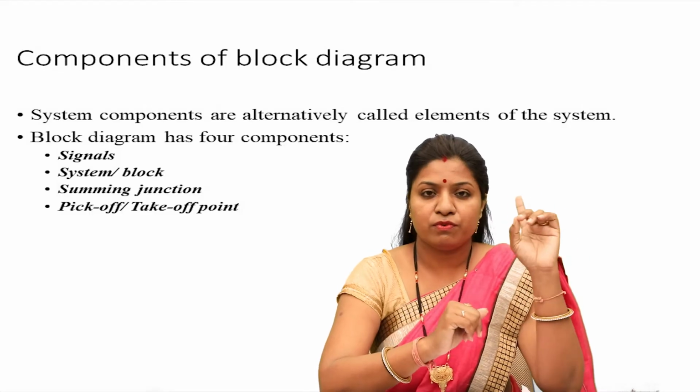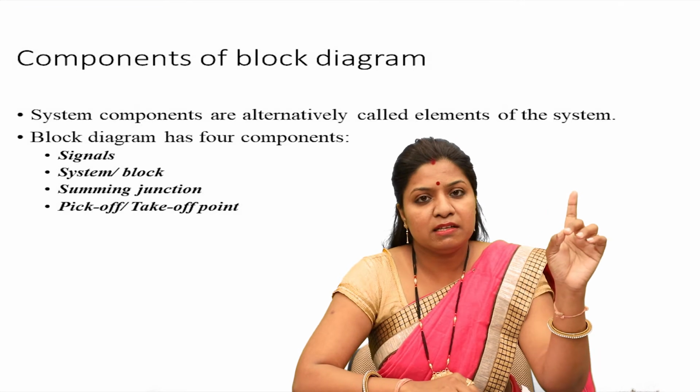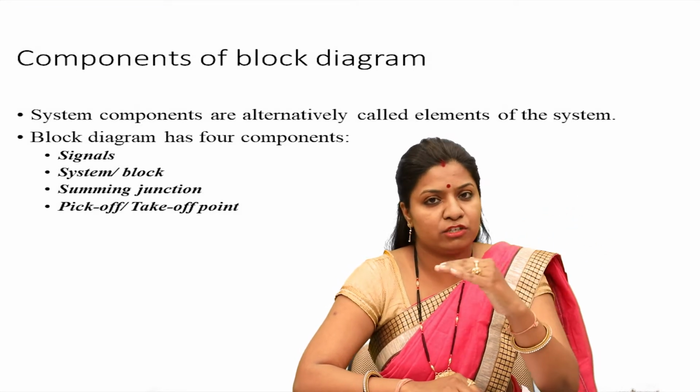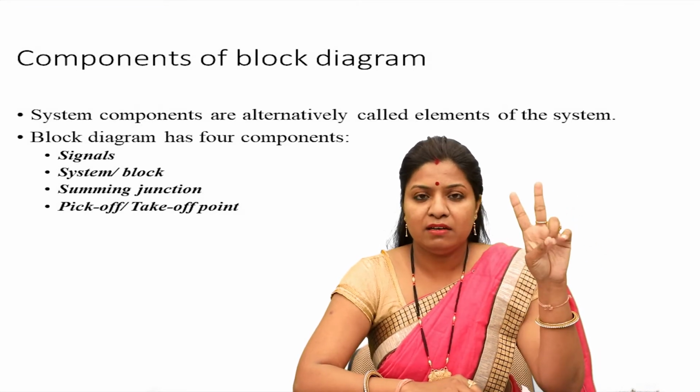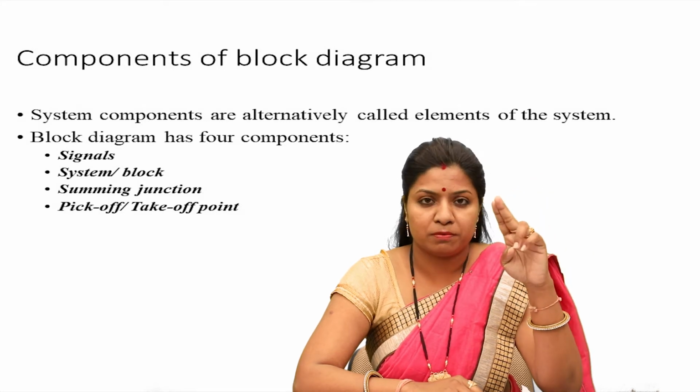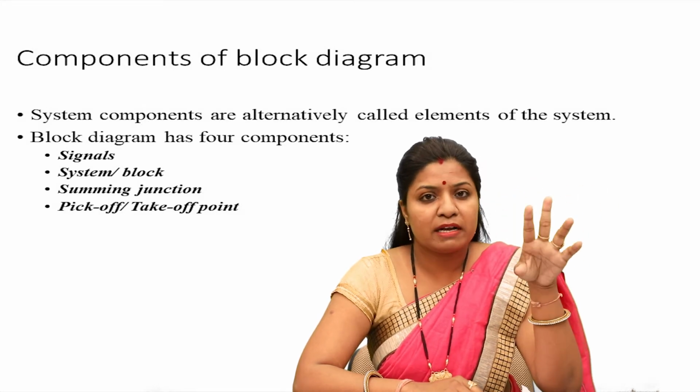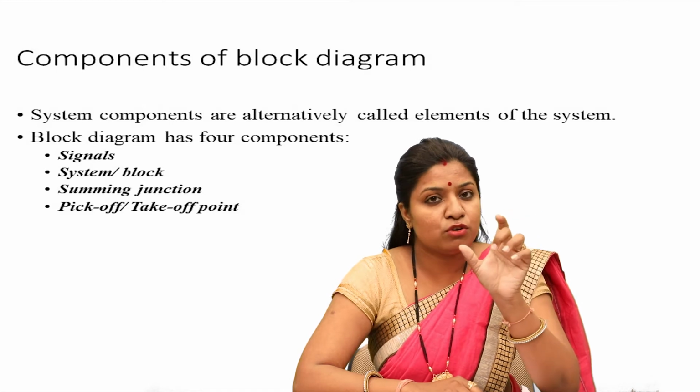Now I think you are comfortable with what a block diagram is and what a control system is. There are different components of the control system. Basically there are four components we should know before reducing any block. First is the signals, which are used to show the direction of the information. Second is the system or block, which contains a piece of information.